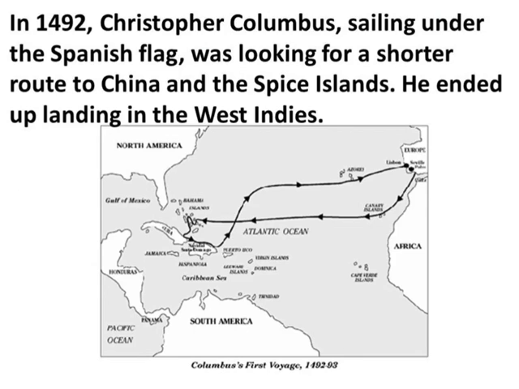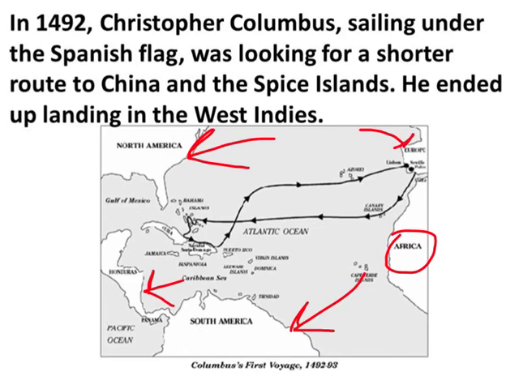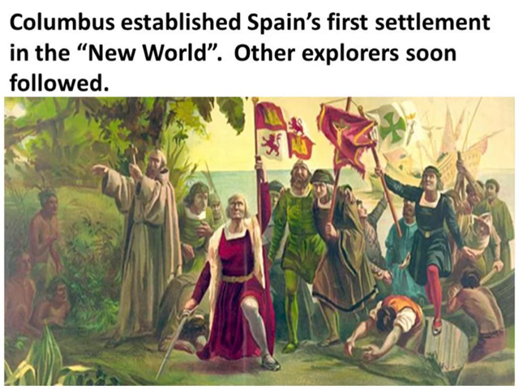In 1492, Christopher Columbus, sailing under the Spanish flag, was looking for a shorter route to China and the Spice Islands. He ended up landing in the West Indies. Here you see where North America is, South America, Africa, Central America, Europe, and Columbus landed here in the West Indies. Columbus established Spain's first settlement in the New World. Other explorers soon followed. This picture you see here is an artist's rendition of Columbus landing in the West Indies.